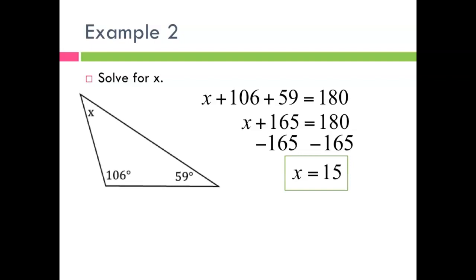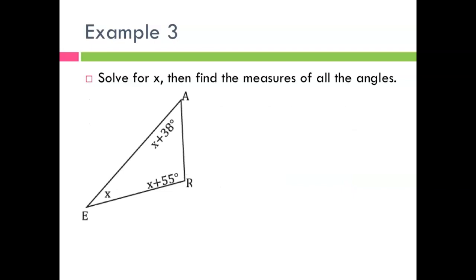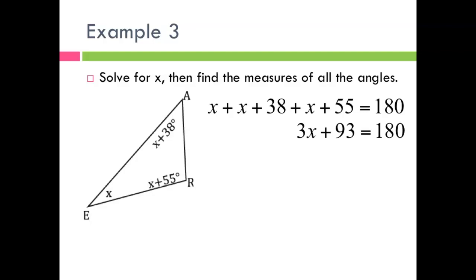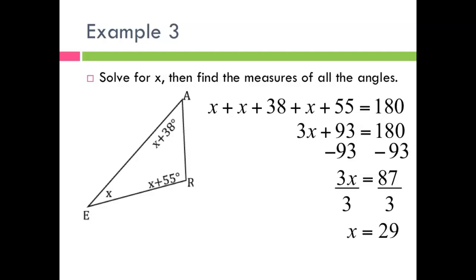All right, now let's take a look at example 3. Solve for x, then find the measures of all the angles. Since we know that all of those angles must add up to 180, we can write an equation. So x plus 38 plus x plus 55 has to all equal 180. Now we can solve for x. So we have 3x plus 93 equals 180. Subtract 93 from both sides, so we have 3x equals 87. Divide both sides by 3, and we get x is equal to 29.